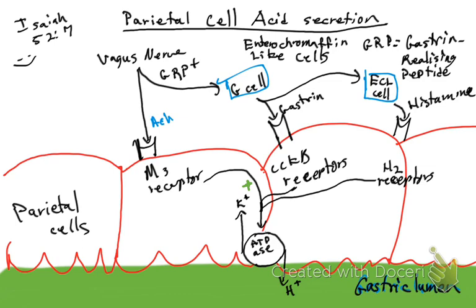Now in the parietal cell, there is another electrolyte that is going to come from the parietal cells to the gastric lumen, and this one is chloride. So chloride just comes here, okay, so it freely crosses.